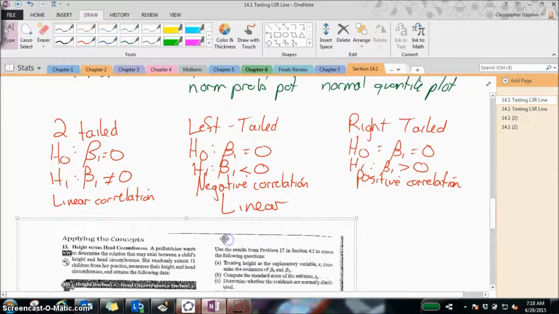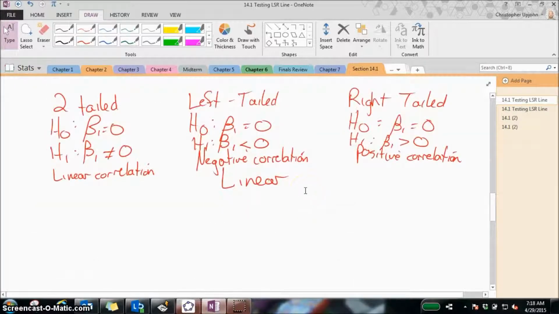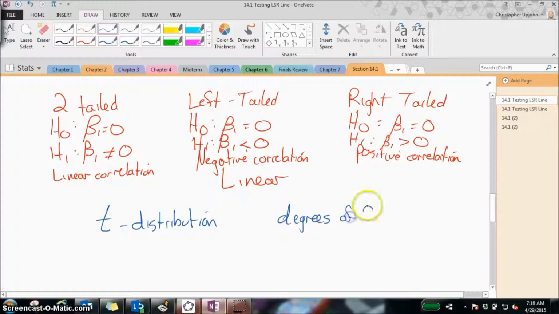If we keep looking at some other stuff we need to look at, we need to figure out what kind of distribution we're using. Our degrees of freedom is our sample size, so the pairs, minus 2. Obviously, we need alpha still. They'll tell us that. If not, we use 0.05.